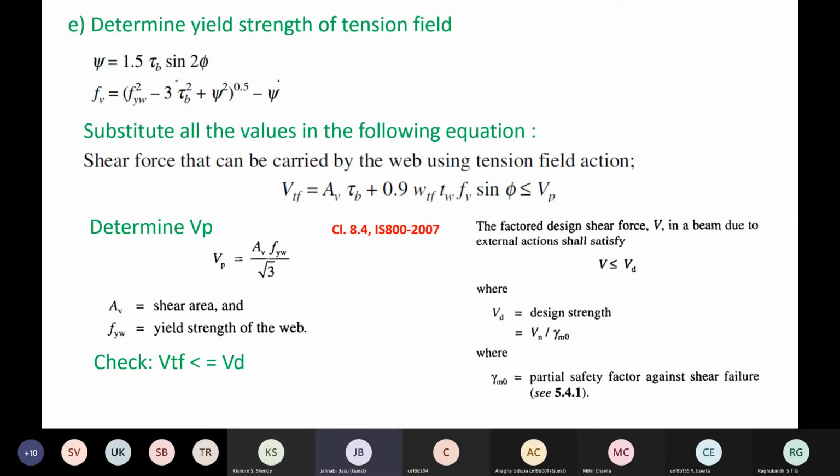So here AB is 1400 into 8. Tau b is someone calculated as 43.1. Then 0.9, WTF is 119 or 120 something. Then TW is 8. Then Fv you have also calculated as 185 point something or 184 point something. Phi is 35 degrees. So we can substitute here and find out what VTF is.